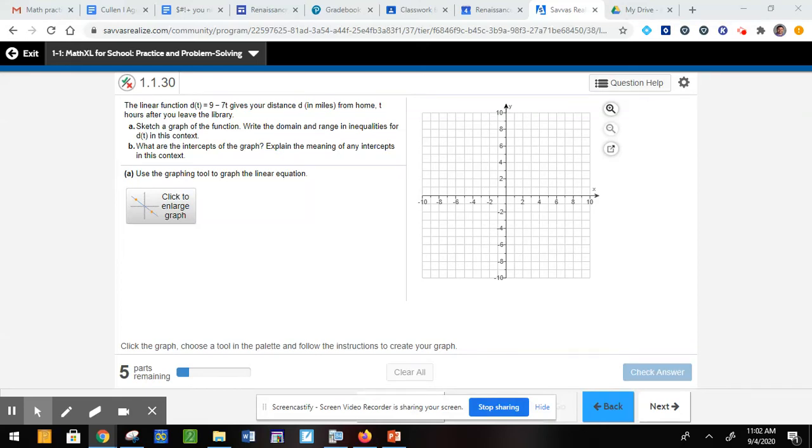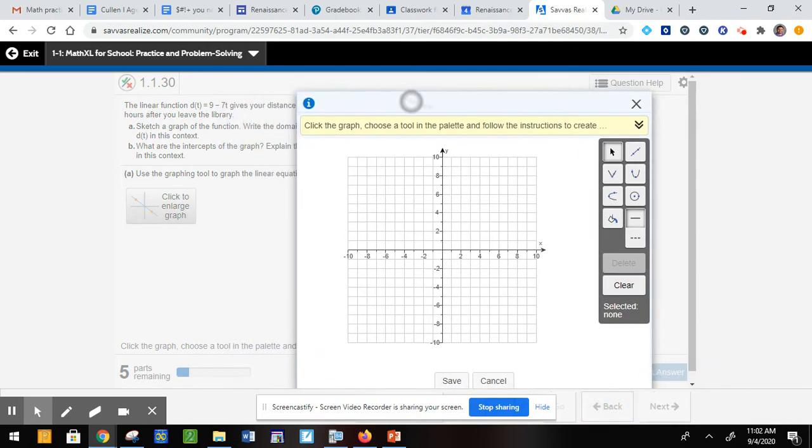So the first thing I'm going to do is graph. Clearly, we're going to talk about domain and range later, and then the intercepts in relation to the context of the question. So it says the function d of t equals 9 minus 7t gives your distance d in miles from home, t hours after you leave the library. So the first thing it's asking us to do is graph it. So we're going to hit the click to enlarge the graph button.